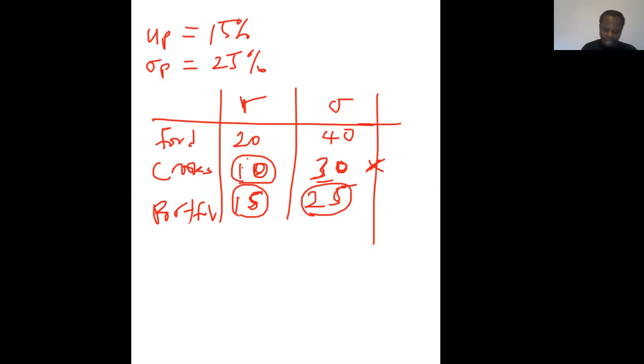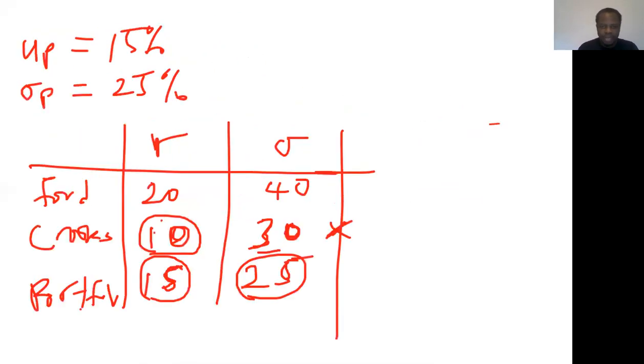Okay. Now the next question is the C part. Is investing all of your money in Ford an efficient portfolio for these two stocks? If you invest in Ford, that will give you a return of 20%, but at a higher risk of 40%. That's okay. But if you invest in the portfolio, this is also going to give you 15% at a lower risk. Now look at something.